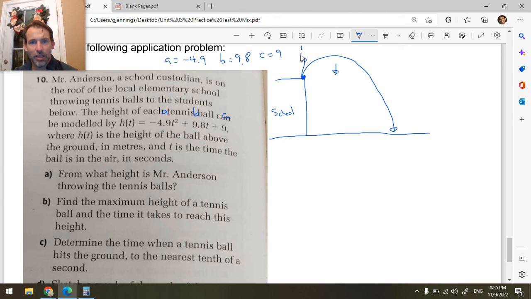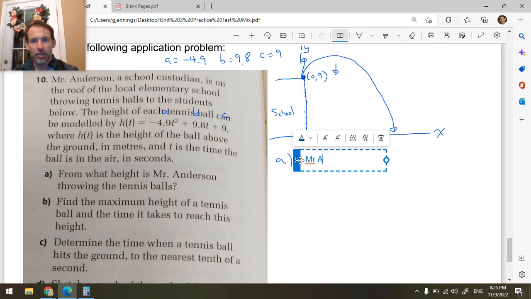Yes, you guessed it. The edge of the school is the y-axis, and the ground is the x-axis. So we can even label this x for x-axis and y for y-axis, and this is the point 0 in the x, 9 in the y. So that actually answers question A. Mr. Anderson is throwing the tennis balls. I'll do it this way.